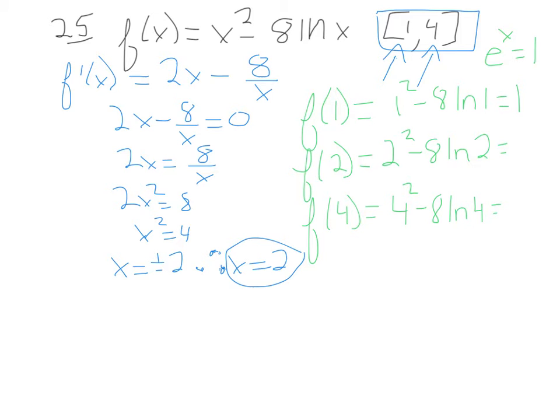Let me see if I can come up with something here. I think I get a negative here, 1.5 I wrote, and this one comes out to about 14.6, I think. So in terms of the absolute extrema, your absolute min is going to occur here when x equals 2 and y equals negative 1.5, and your absolute max is going to occur when x equals 4 and y equals 14.6.